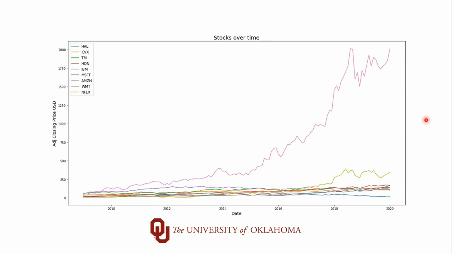This is a plot of our 9 stocks. Here is the legend. Over time, in the 10 years range considered, it's clearly seen that Amazon and Netflix, with these colors, are the ones with the highest stock prices, while Walmart, you can see around here, and Halliburton have the lowest prices. They are on the lower side.